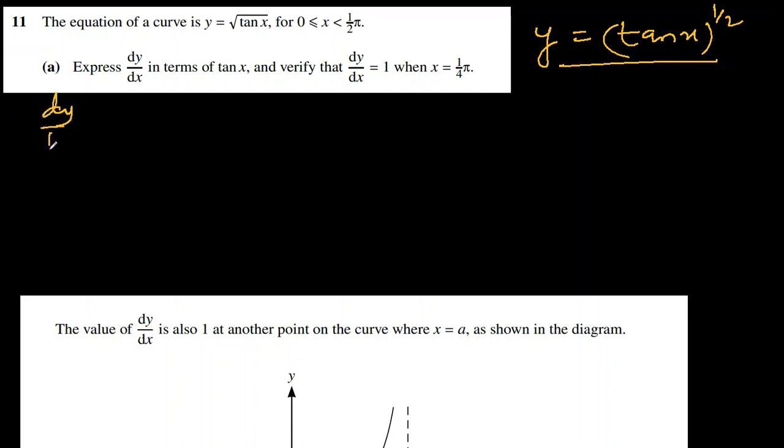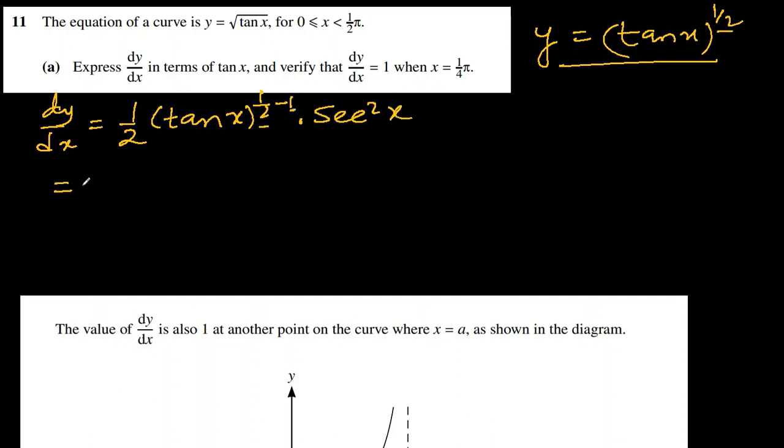So dy over dx equal to, it is a power of a function, so half comes in front and becomes the coefficient. And the exponent of tan x goes down by 1, minus 1. And further, we multiply this by the differentiation of what is inside. So what is the differentiation of tan x? Secant square x. That's what we do. So let's change the format. 1 over 2, and half minus 1 is negative half. So tan to the power negative half, to make it positive, we'll make it a denominator.